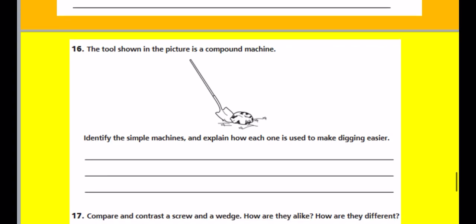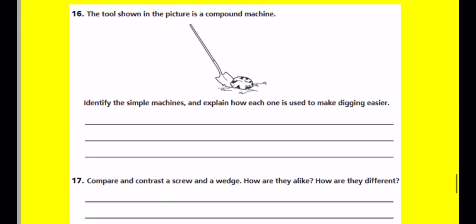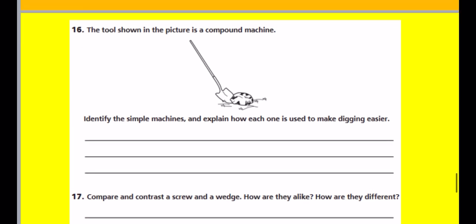Now, I think this is the last questions. Number 16. The tool shown in the picture is a compound machine. Okay, we know that. This is a shovel. I want you to identify the simple machines and explain how each one is used to make digging easier. Okay, you need to take a minute to think of it and then write with me your answer.